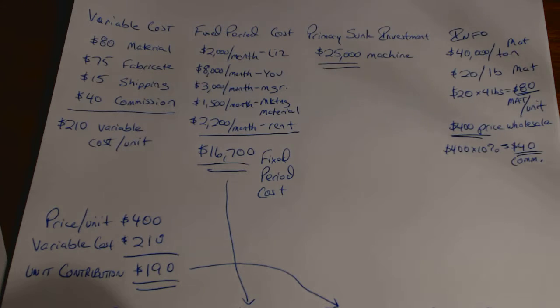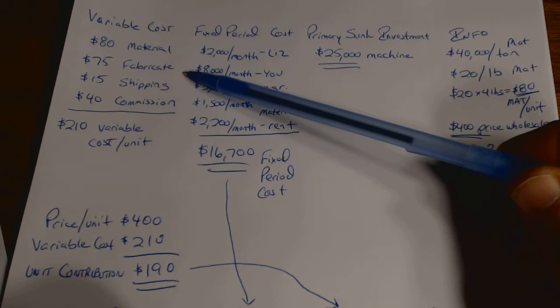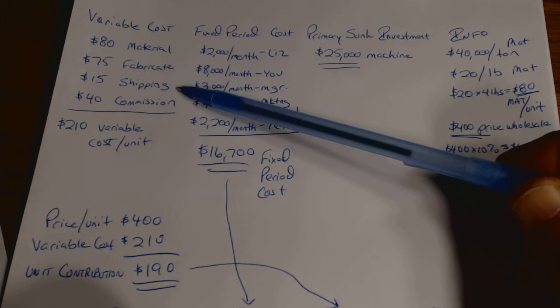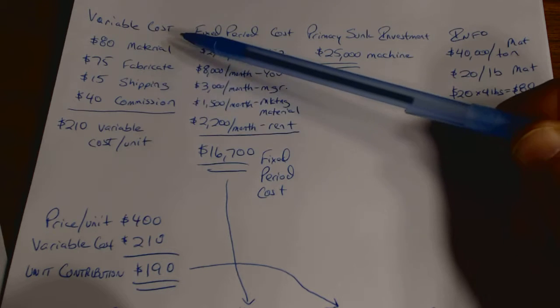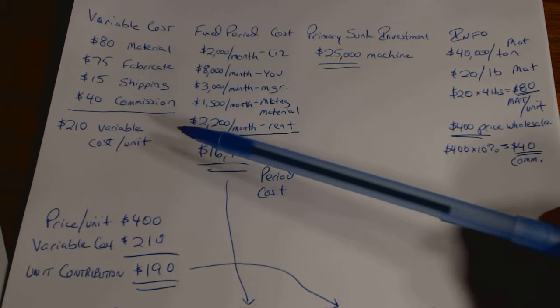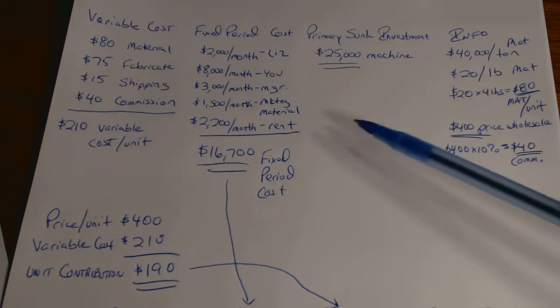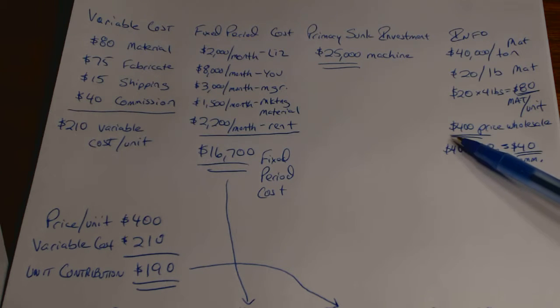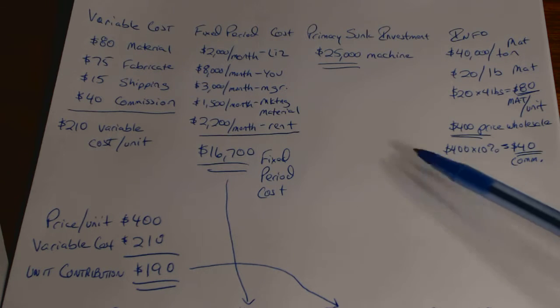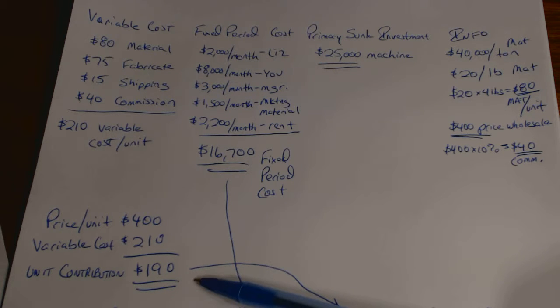So what other variable costs do we have? Well, we know that his friend was charging us $75 per unit to fabricate, and it was $15 per unit to ship. So your total variable costs are $210 per unit. Okay, so now we can figure out our contribution margin. We know that it's $400 per unit wholesale price, because that's what we're selling it to them for. After that, the retail store sells it, and we're not involved with that. We know our variable cost is $210 per unit. That leaves us a contribution margin of $190.